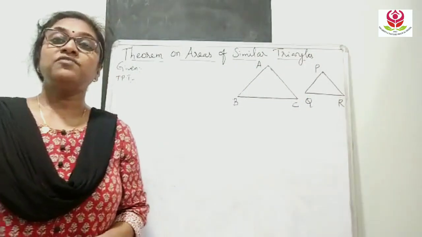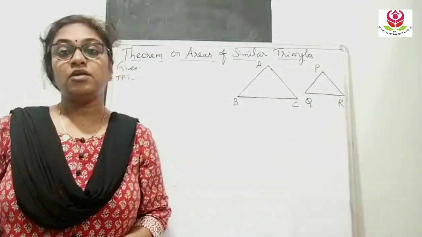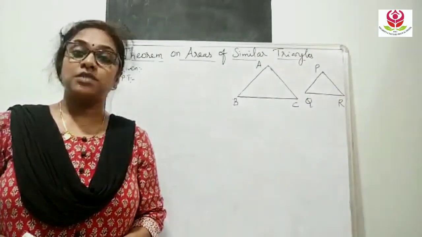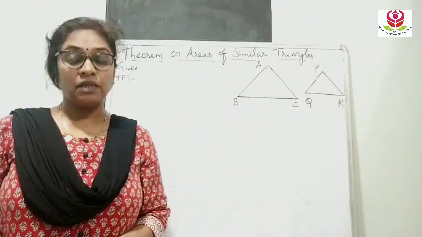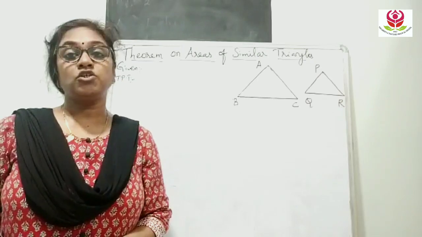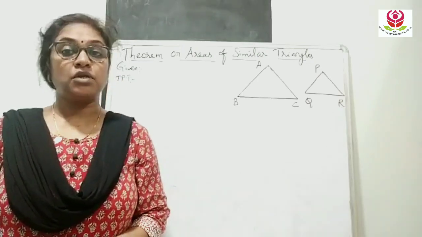Hello students, today we will be learning the theorem on areas of similar triangles. The statement is: if there are two similar triangles, then the ratio of their areas is equal to the ratio of the squares of the corresponding sides.